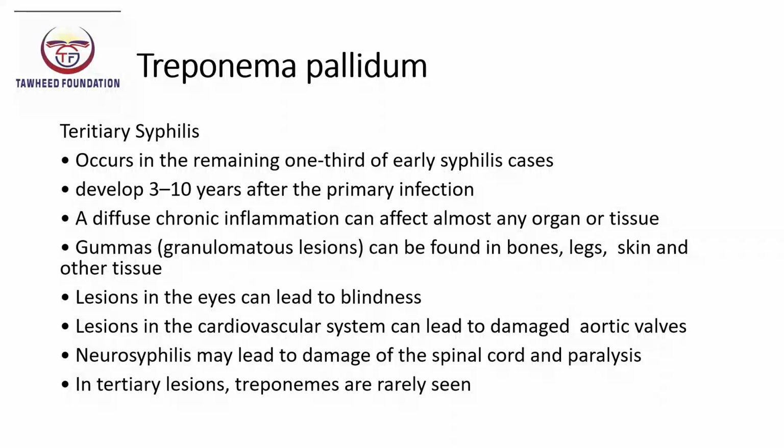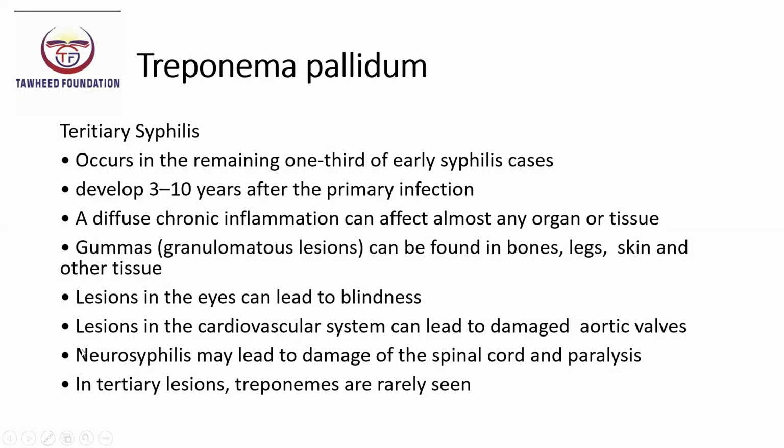Ocular involvement may lead to blindness, while cardiovascular lesions often involve the aorta and valves, causing aneurysm or regurgitation. Neurosyphilis may damage the spinal cord and brain, which will lead to paralysis and dementia. Interestingly, treponemes are rarely found in tertiary lesions, making them more of an immune mediated process.